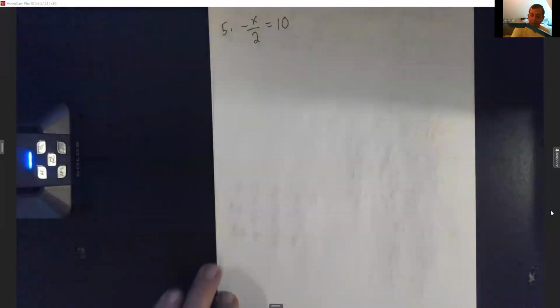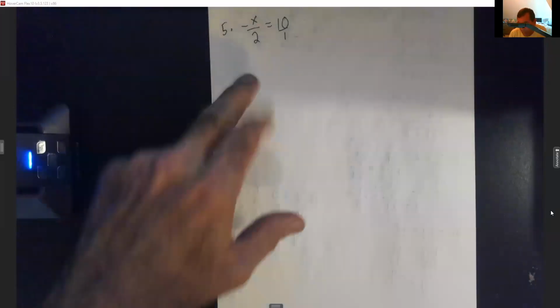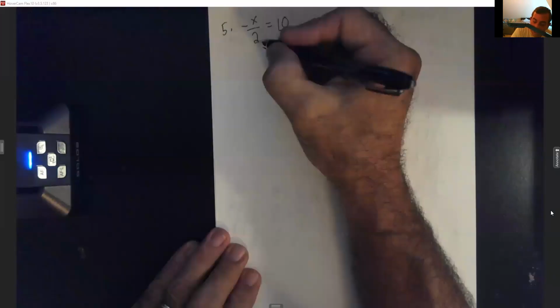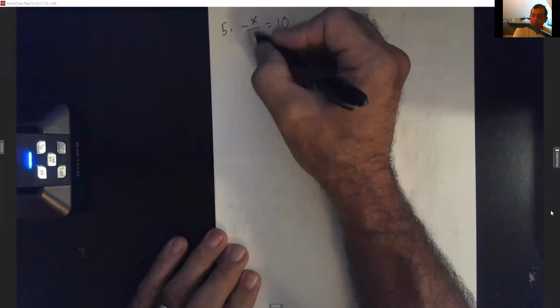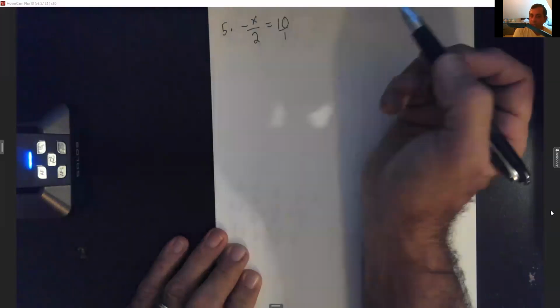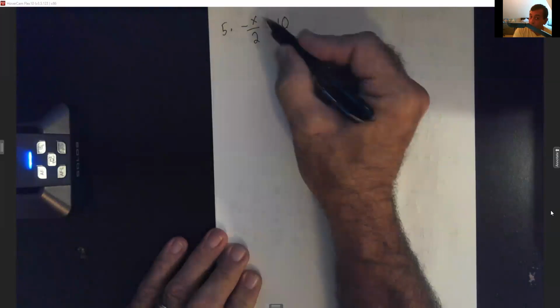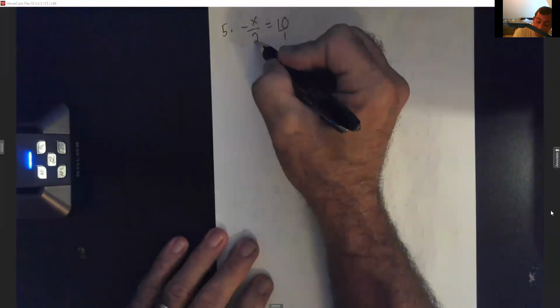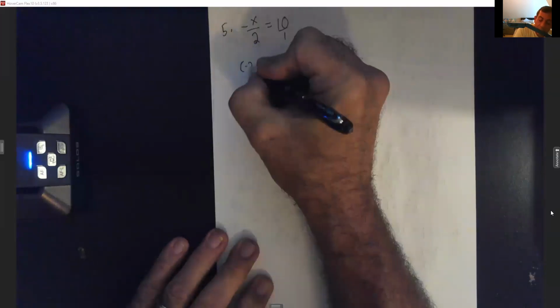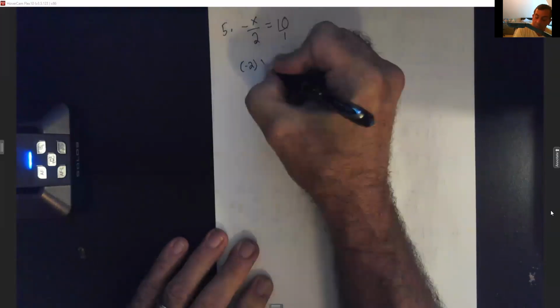5 has -x over 2 equals 10. Now, you can always treat the 10 like it's got a 1 on the bottom when you got fractions, but I don't worry about that on this, because what I'm going to do, since this x is being divided by a -2, now I'm going to keep the negative with the 2 on this one because I want my x to be positive when I'm done. So since this is basically being divided by -2, I'm going to multiply both sides by that -2.